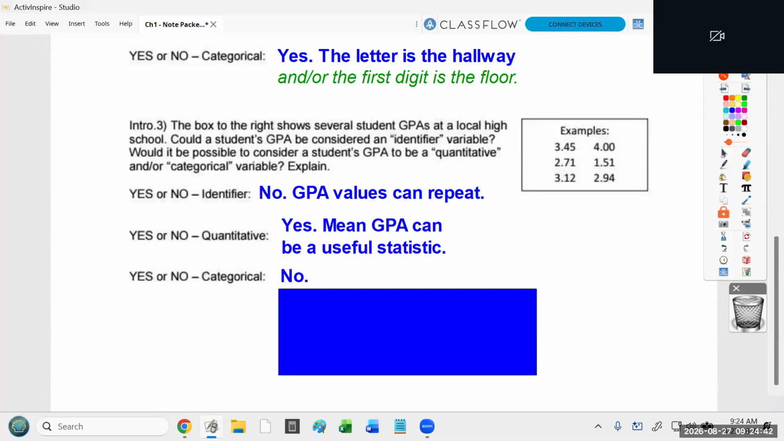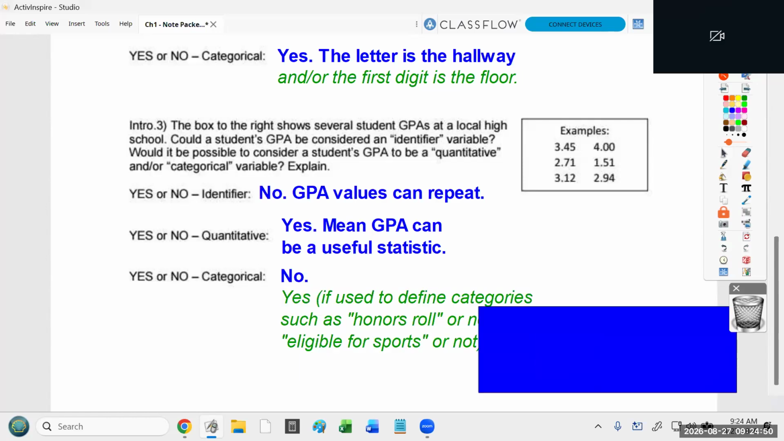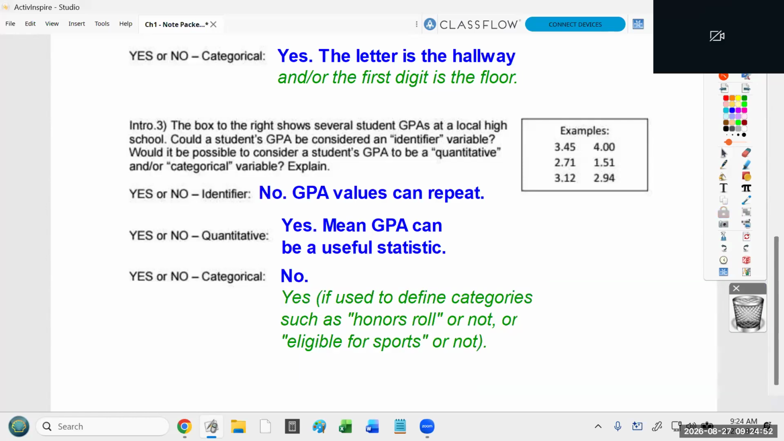To me, I would just say no. Like it's pretty clear that it's not really categorical in nature. It's just a number. However, you could treat it as categorical if you were defining things like, are you on the honor roll or not? Or are you eligible or not? So you could use GPA in a way that makes it categorical. And you could just say, tell me your GPA. And based on that, I will categorize you as you are eligible for the honor roll, you are not eligible for honor roll. So you could treat it that way if you really wanted to. Okay, Dylan?